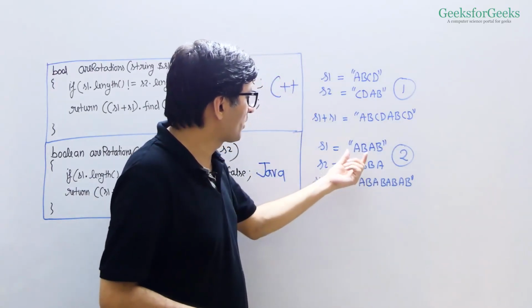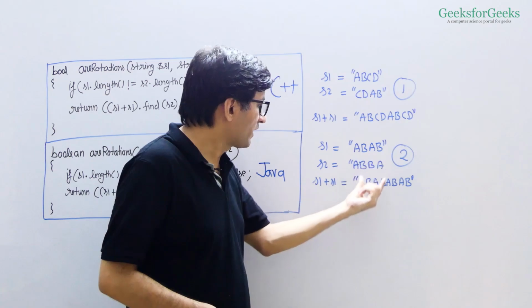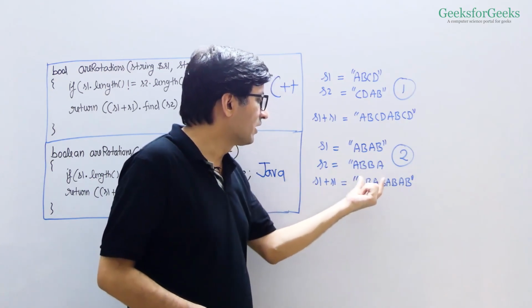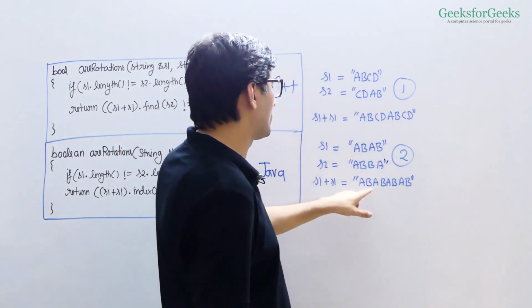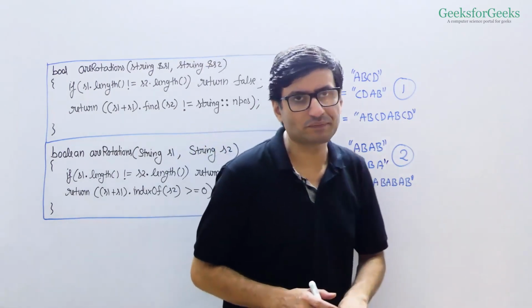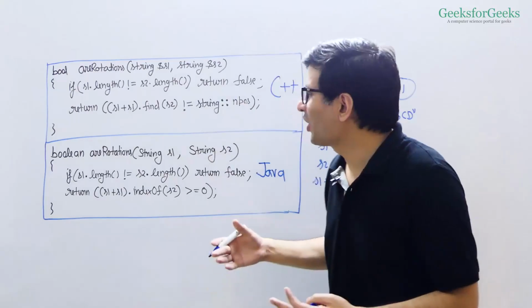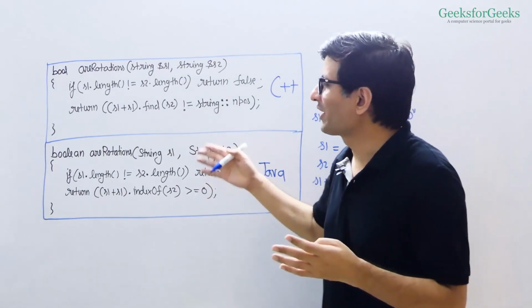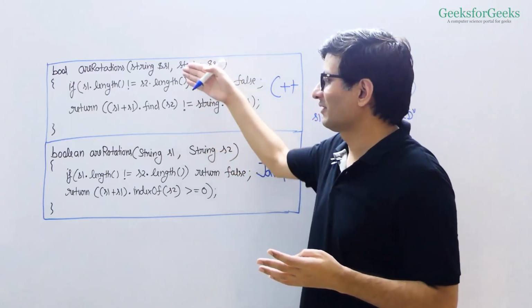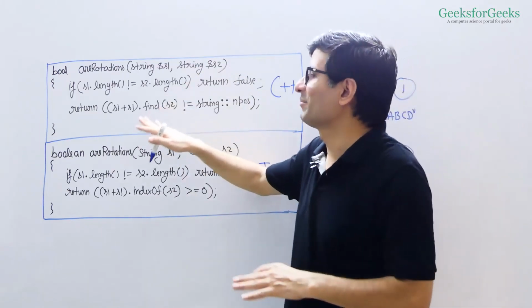Now if you see this example, I concatenate S1 with itself, I get ABAB, then ABAB again. Now if I search for ABBA in it, I won't find it, right? It's not there, so it's not a rotation. So this is how we implement this tricky approach in 2 lines. In fact, we can reduce it to 1 line by putting an AND condition here, but it's a 2-line implementation.